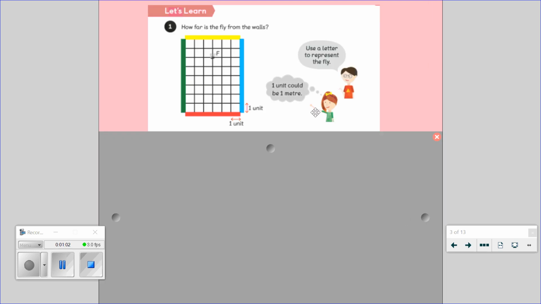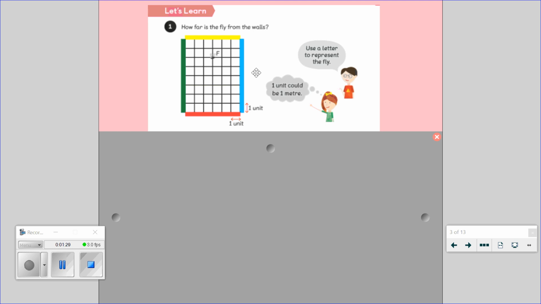Let's have a look. Here, Charles and Holly have come up with an idea. The ceiling has now been divided up into a grid of equal units. Holly says 1 unit could be 1 metre, and Charles suggests using a letter to represent the fly. How does drawing a grid like this help us when describing the position of the fly?